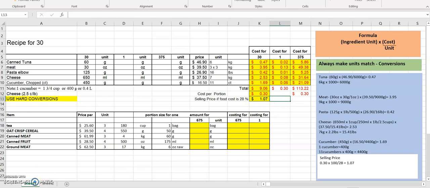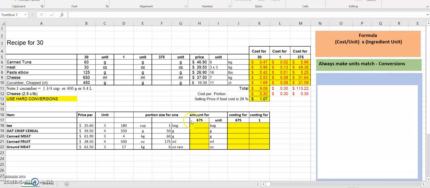Okay, and now on to our next chart. Okay, so let's start. So we have an amount for 675. So what we want to do is we have our portion size, and we're just going to multiply that by 675. So it'll look like you take your 1, multiply by 675, and you can do your F4 function again to equal. So then you can drag it down for the rest of them.